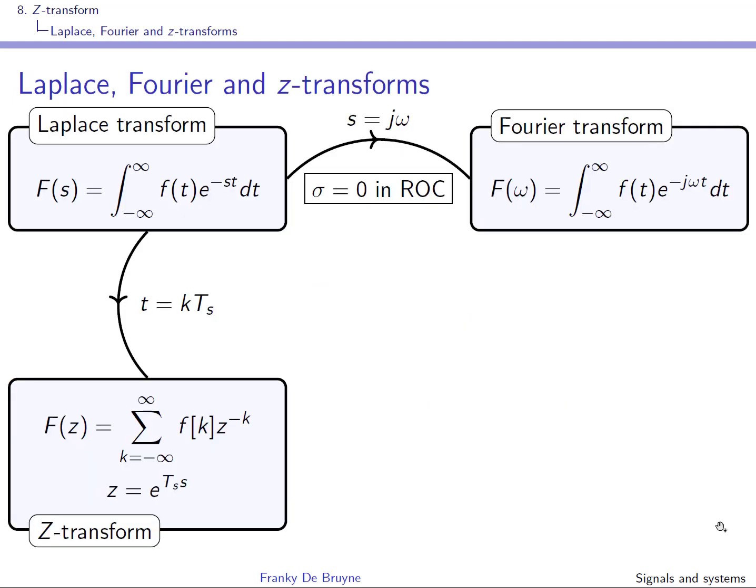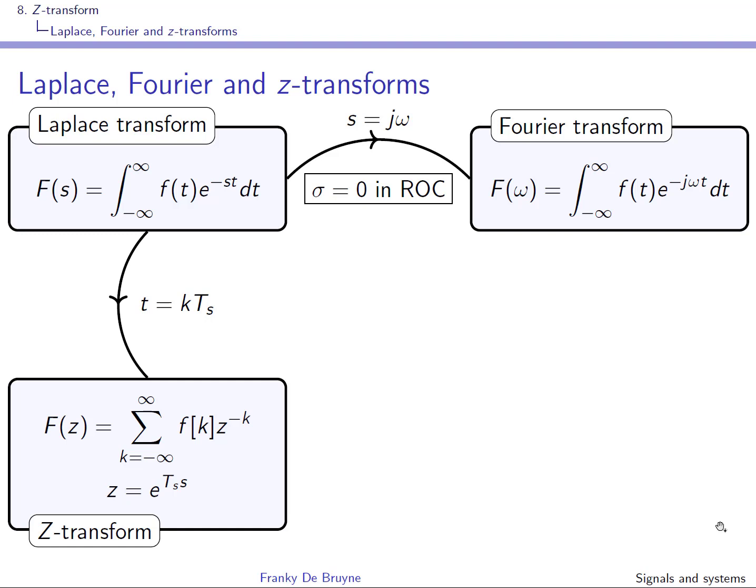As a summary, this slide shows you the link between the Laplace, Fourier and Z transforms. We have seen in section 5 that you can obtain the Fourier transform from the Laplace transform if sigma equal to 0 is in the region of convergence of F(s). This means that F(s) converges on the j omega axis, so you can simply replace s by j omega.